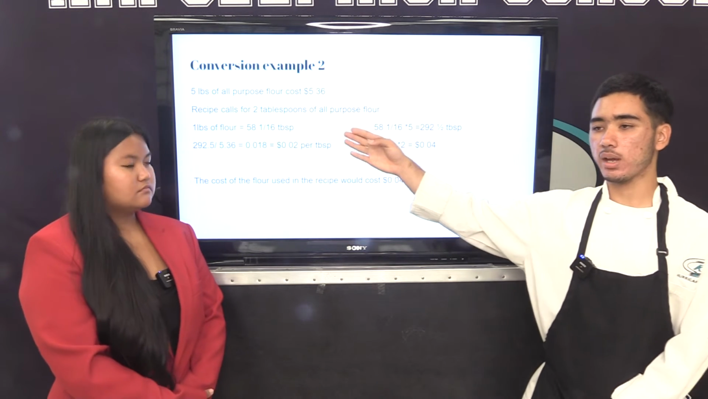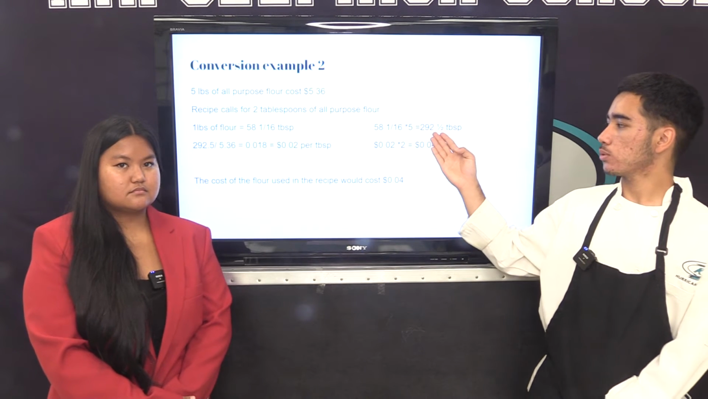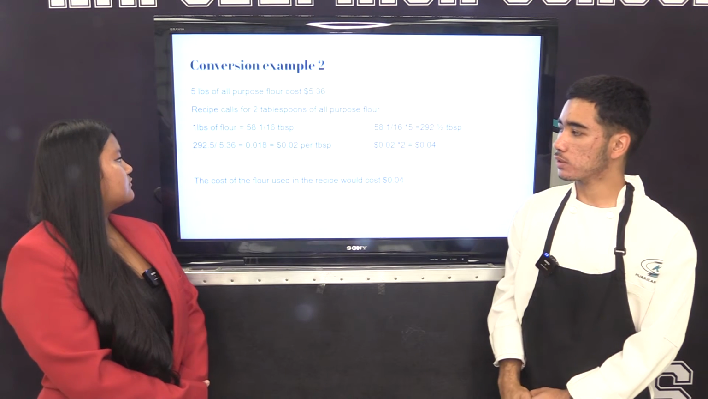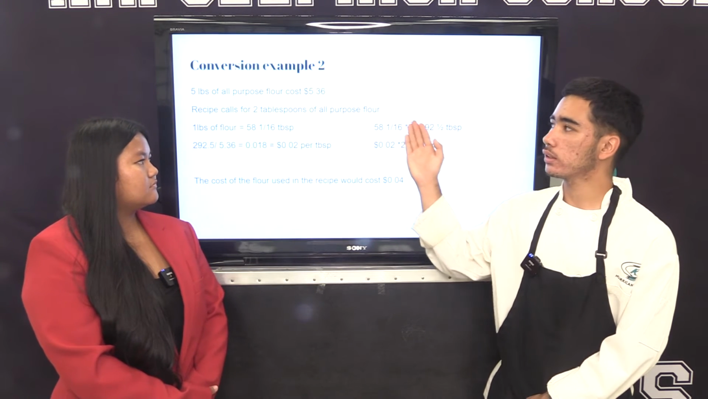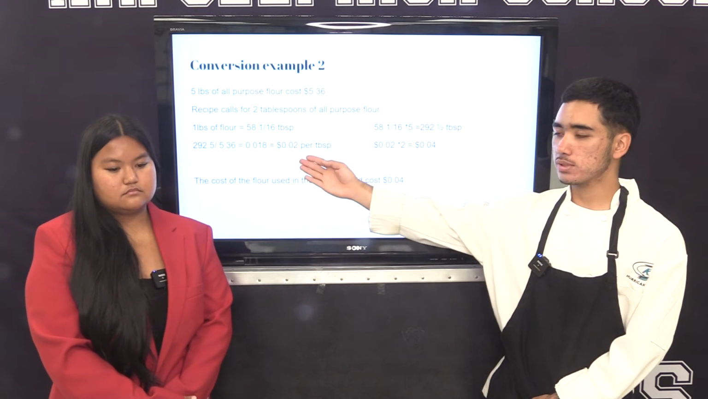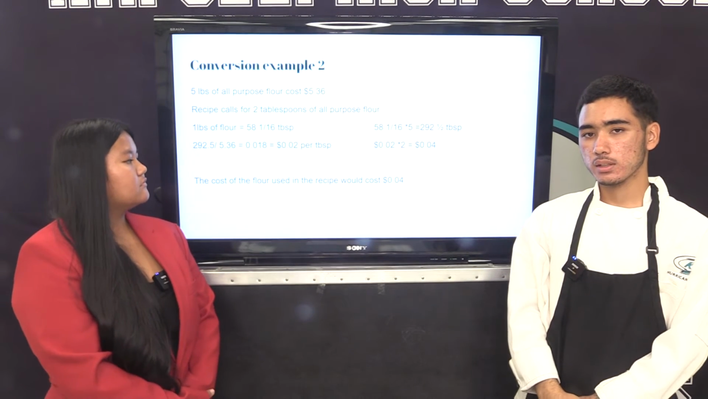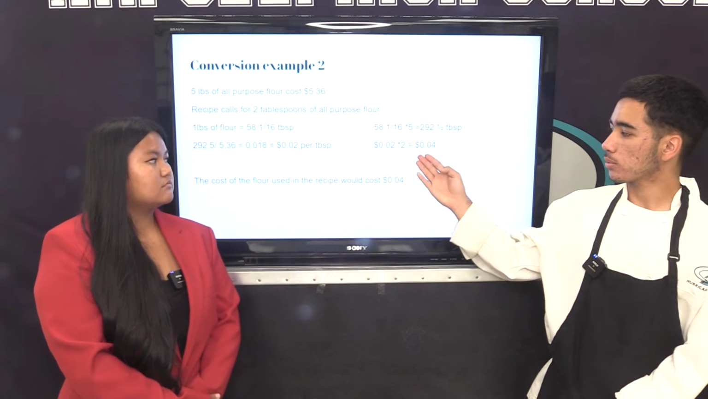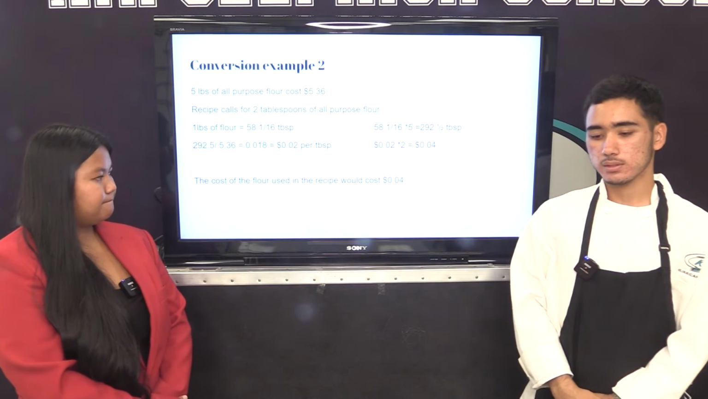To find out how much is in the bag, we would multiply it by 5, which would equal 292.5 tablespoons. To find the price per tablespoon, we would divide the price, which is $5.36, by the amount of tablespoons inside of the bag. That will come out as 2 cents per tablespoon. To find the cost of the flour needed in the recipe, we would multiply it by 2 for 2 tablespoons, which would give us 4 cents. Overall, the flour used in the recipe would cost 4 cents.